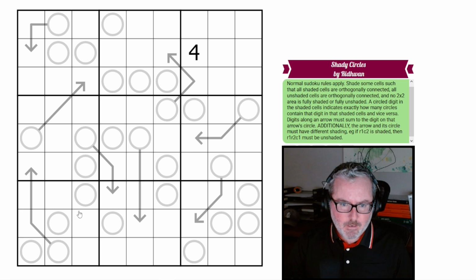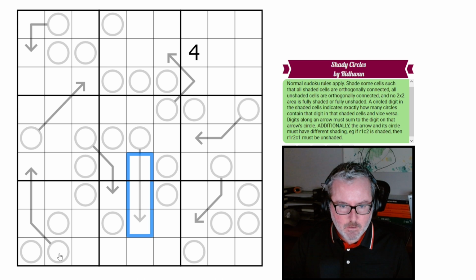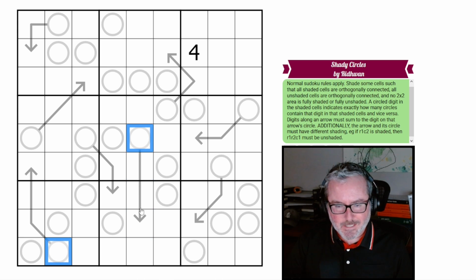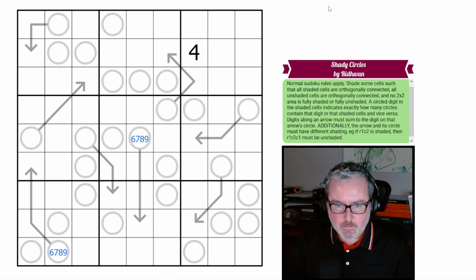Okay, let's think about arrows, I guess. So we've got 2 3-cell arrows where all the values see each other, so there's no repetition that can occur, so they must at least be 6s. So 1, 2, 3 would equal 6.